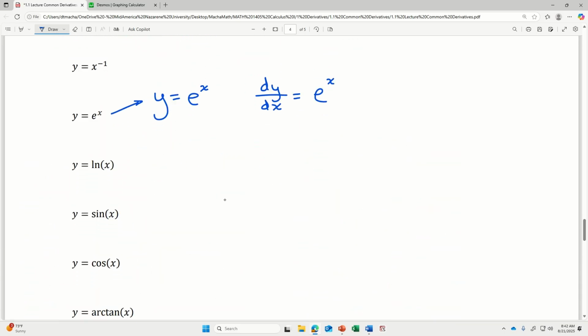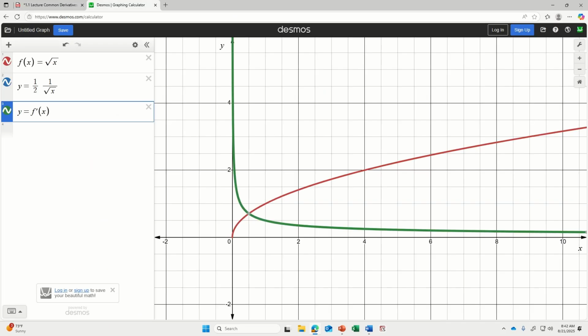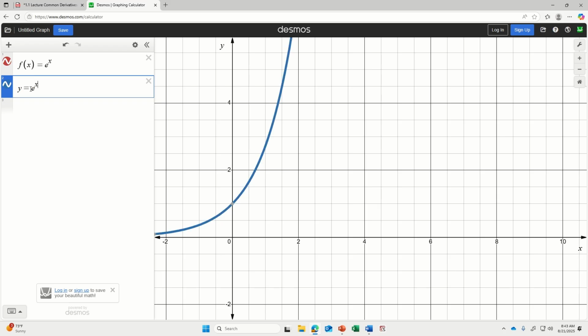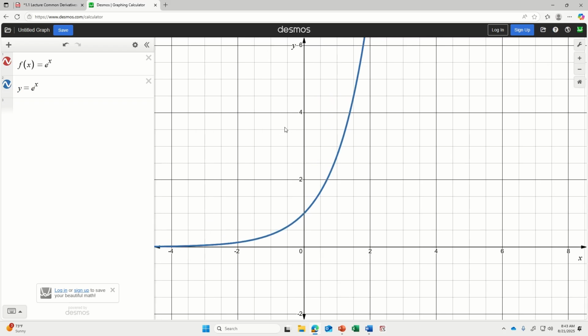And this is the only function, like I said, that is its own derivative. If you use any other exponential function, you get pretty much the same derivative, except with a little constant that tweaks the scale of the derivative. But if you really want the function that is its own derivative, that's what it is.